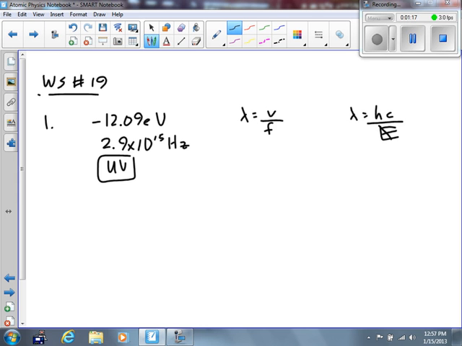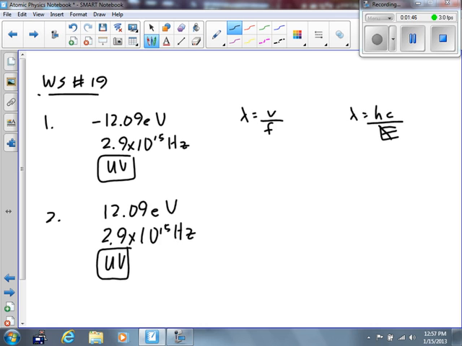Okay. Question number 2. I got an answer for the energy of positive 12.09 electron volts. Positive because in this case the energy was absorbed. In question number 1, the energy was emitted. You get a negative value for change in energy when it's emitted, and a positive value when it's absorbed. We're going to have a frequency here of 2.9 times 10 to the 15 hertz again, and it's once again going to be UV light.